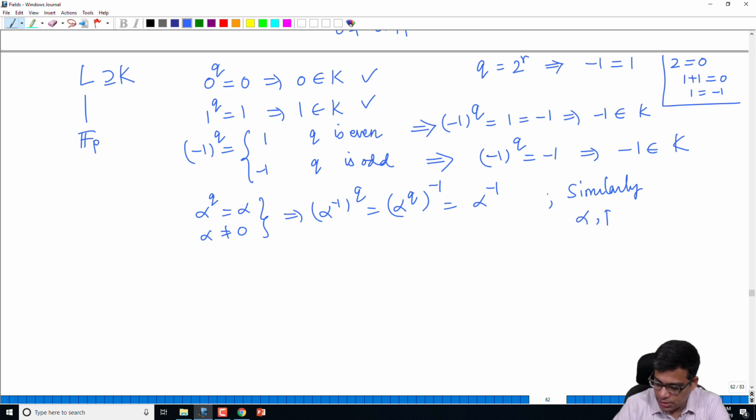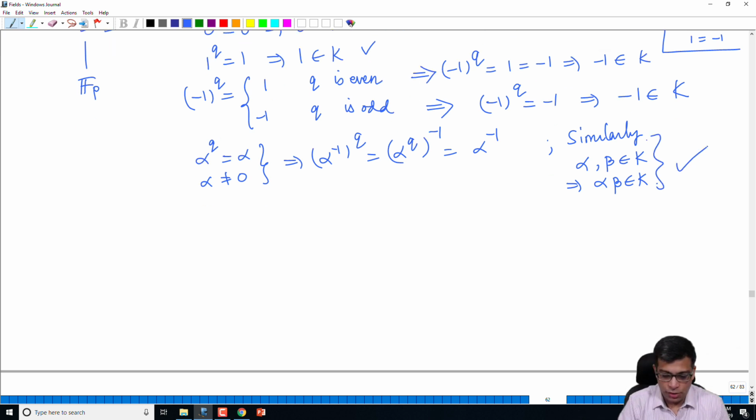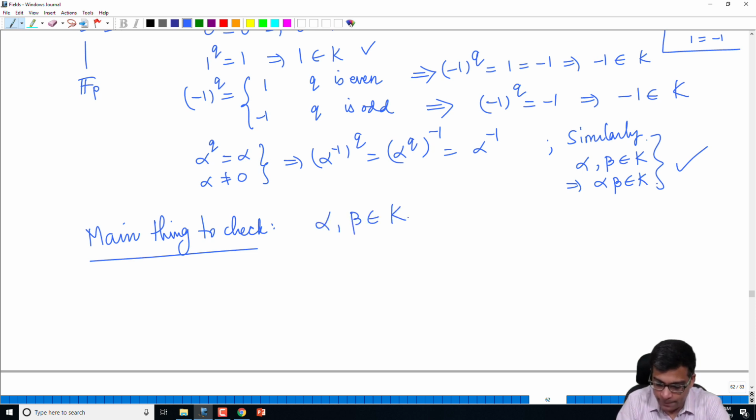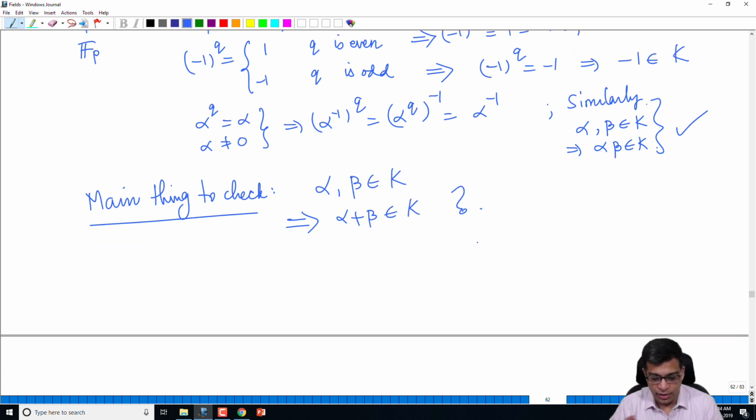the easier thing is if alpha, beta are in k, then alpha beta is in k. Okay, so this is easy. So the main thing to check is the sum. So all these things are easy. Main thing to check is the sum. Let's say alpha and beta are in k. We want to show that alpha plus beta is in k. And this is where the characteristic again comes to our rescue.